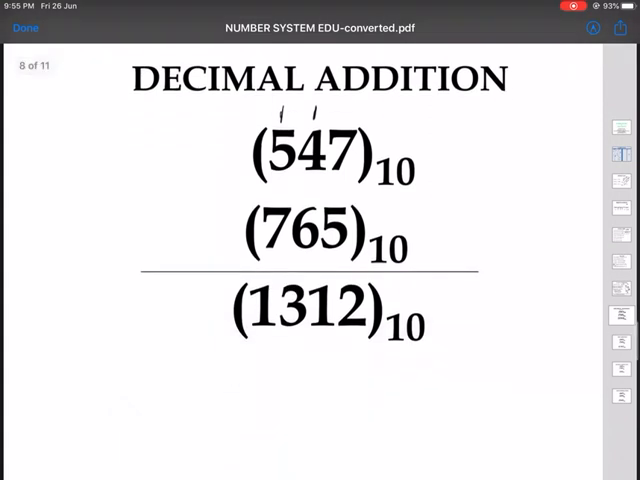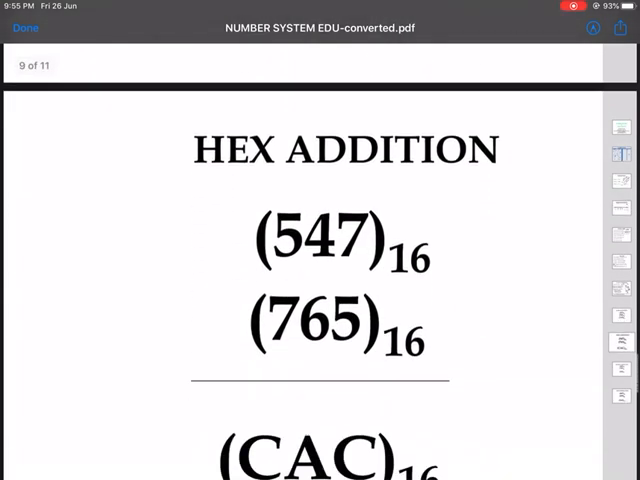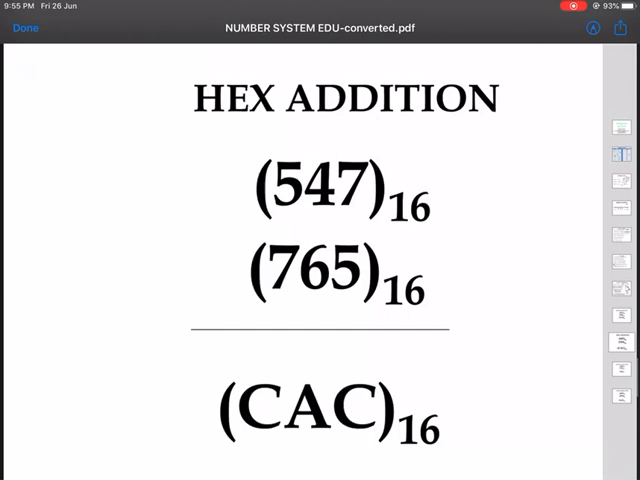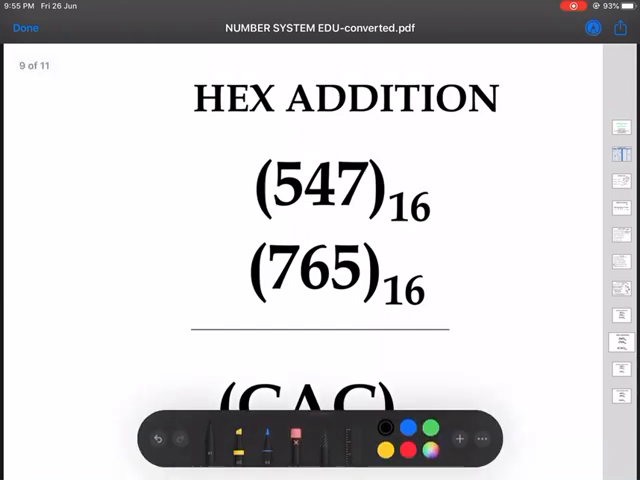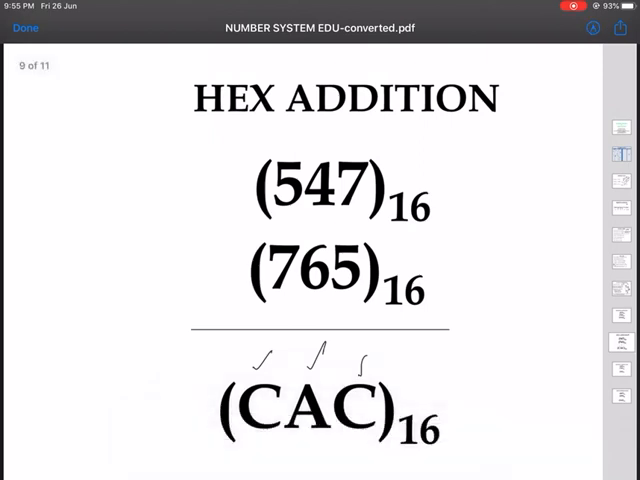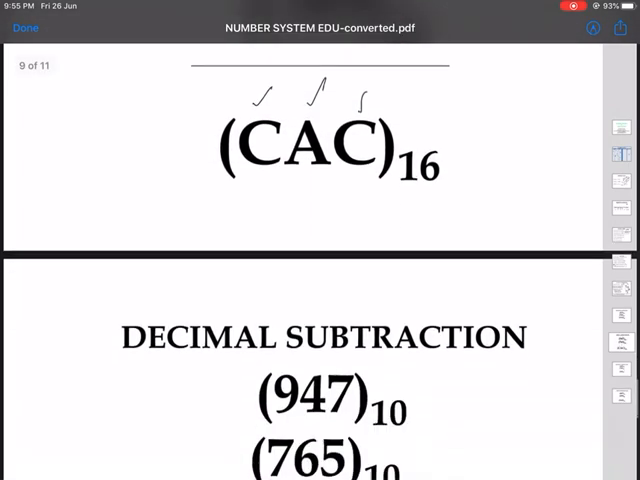The same concept we will remember in hexadecimal. Whenever the summation is 16 or more than 16, only then will the carry go. So 7 plus 5 is 12, in hexadecimal it is C. 6 plus 4 is 10, in hexadecimal it is A. 5 plus 7 is again 12, in hexadecimal it is C. By chance none of the summations exceeds 16, hence there is no carry.